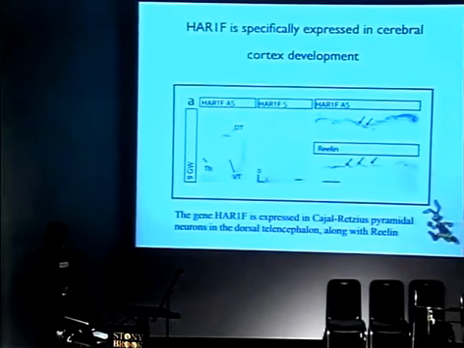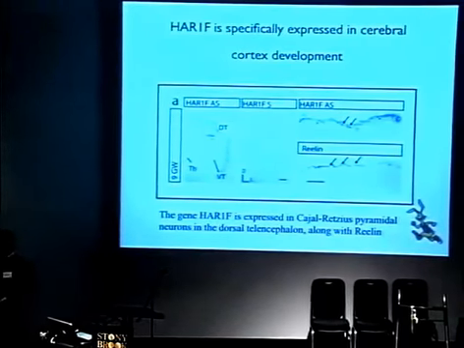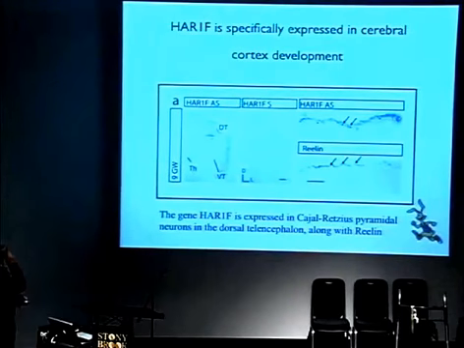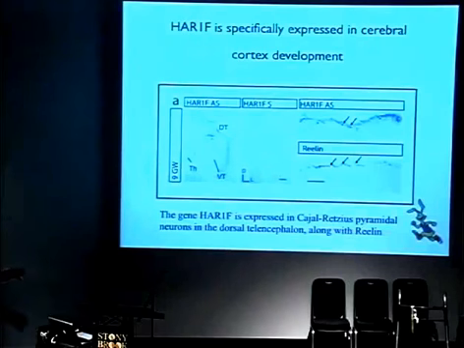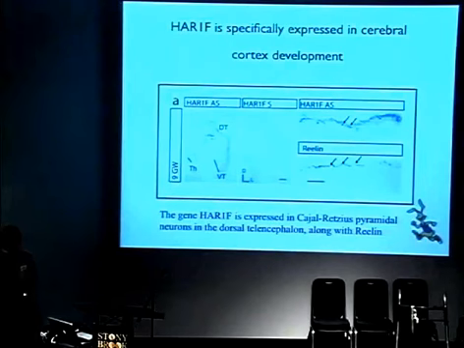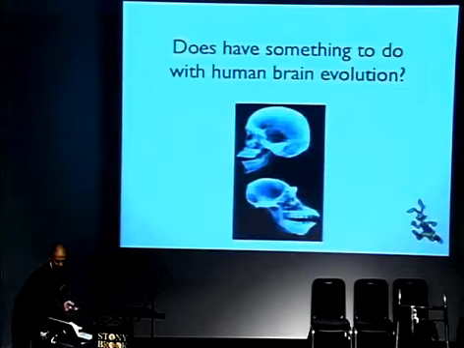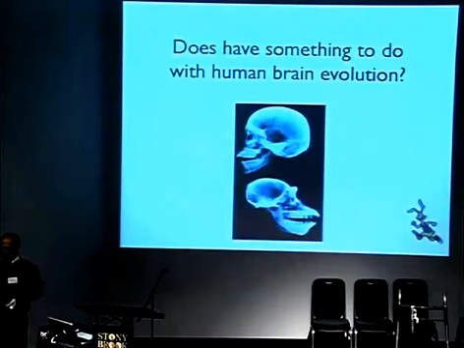Okay, so what about the phenotype? What is this gene involved in? Well, through collaborators over in Holland, we were able to show that HAR1F is specifically expressed in the cerebral cortex. In particular, this gene is co-expressed with a gene called reelin, which is involved in laying down the layered structure of the neocortex.